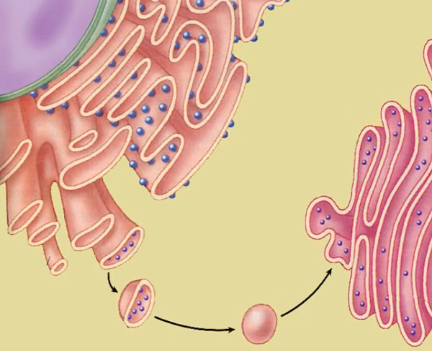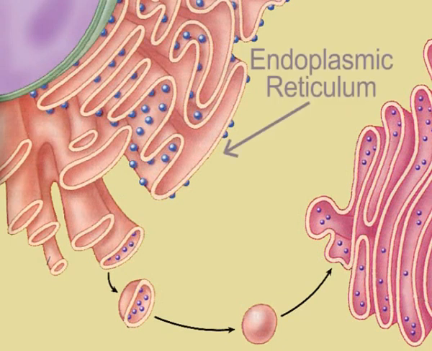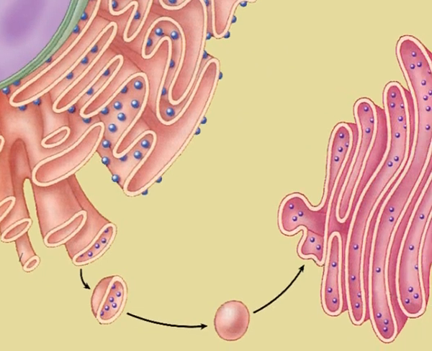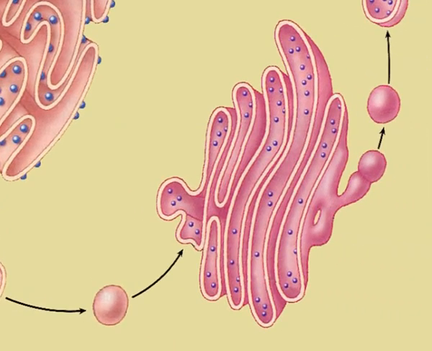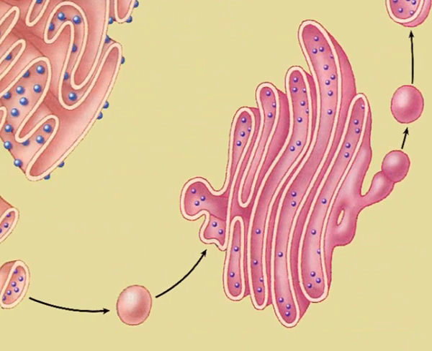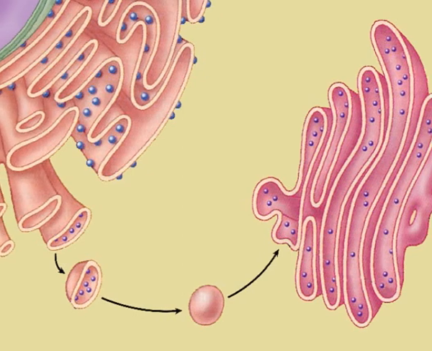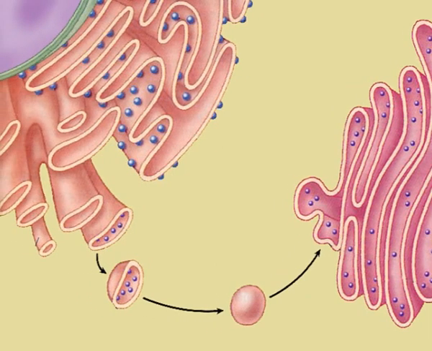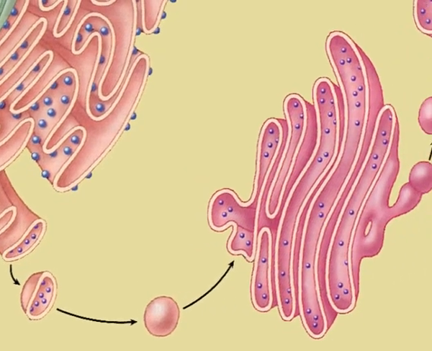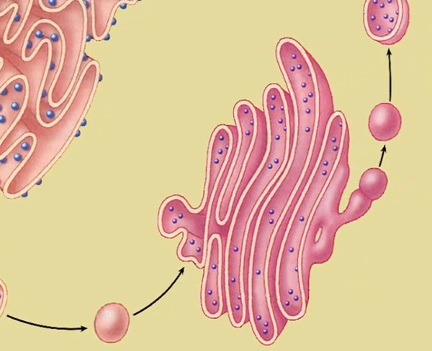Material to be packaged is received from the endoplasmic reticulum. This material, received from endoplasmic reticulum, fuses from one side of the Golgi apparatus and moves towards the other side. This is the reason that Golgi apparatus remains in close association with the endoplasmic reticulum.